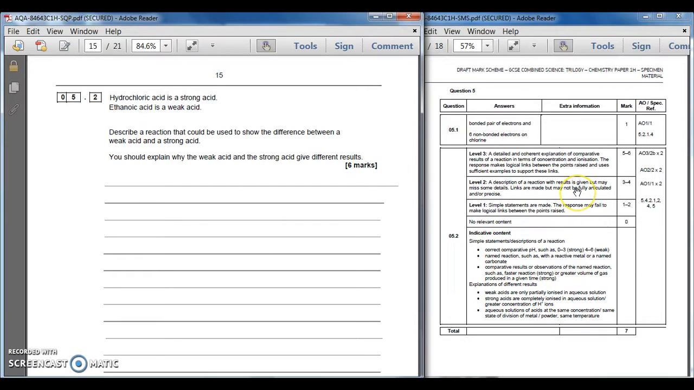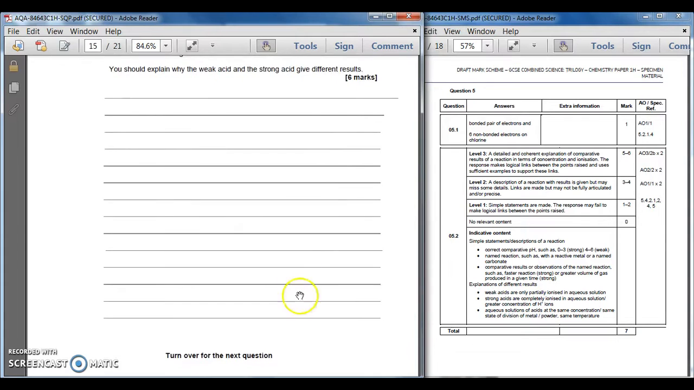Level 2, for 3 to 4 marks, then you'd be giving me more details. It might not be 100% precise. You might be talking about magnesium being used and bubbling and seeing a difference, but not being very specific about what you'd see in a difference. And for 5 or 6 marks, you're comparing both reactions in a nice logical sort of way. You're also including the idea of ionisation or dissociation, where acidity is down to the hydrogen ion concentration. More hydrogen ions, more dissociation, stronger acid.